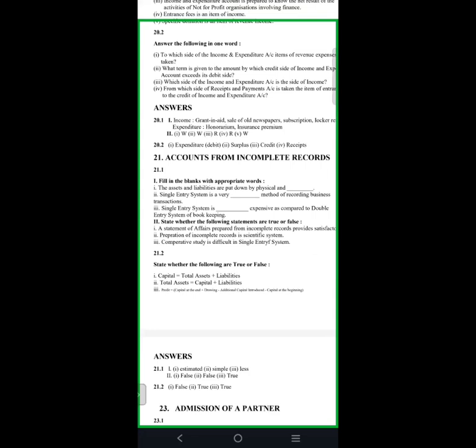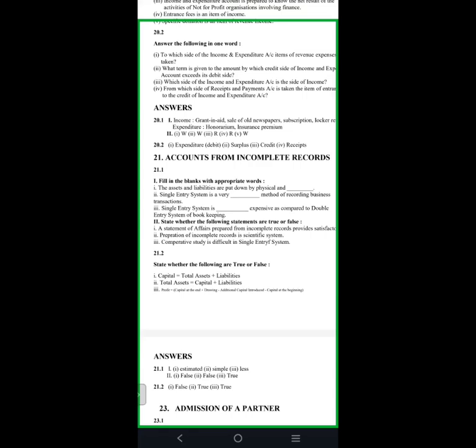The accounts from incomplete records. Fill in the blanks with the appropriate words. The assets and liabilities are put down by physical and estimated. Single entry system is a very simple method of recording business transactions. Single entry system is less expensive as compared to double entry system of bookkeeping.